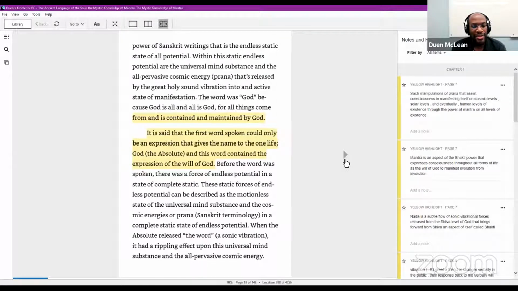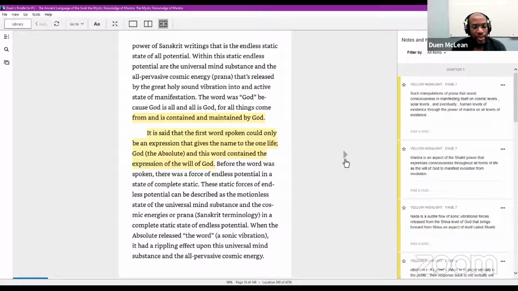Within this static endless potential are the universal mind substance and the all-pervasive cosmic energy, prana, that's released by the great holy sound vibration into an active state of manifestation. The word was God, because God is all, and all is God. For all things come from and is contained and maintained by God. It is said that the first word spoken could only be an expression that gives the name to the one life, God, the Absolute, and this word contained the expression of the will of God.